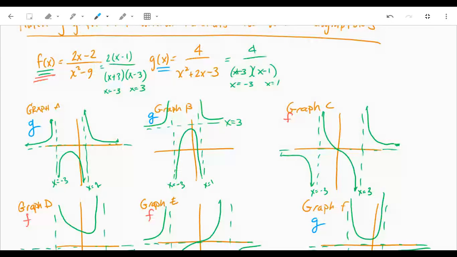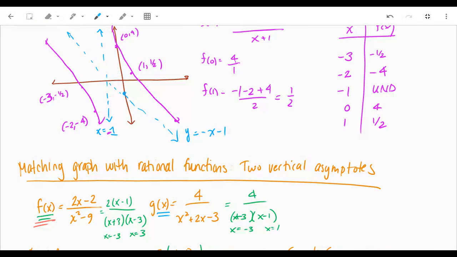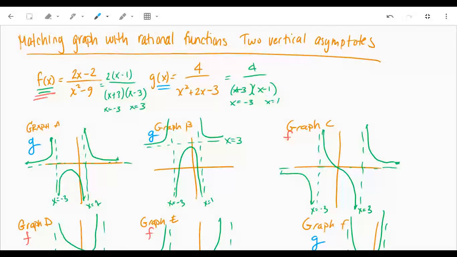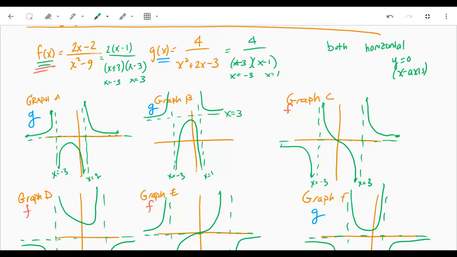Now, the next thing we do is we figure out your horizontal asymptotes or your slant asymptotes, your end behavior asymptotes. So since for both of these the degree of the numerator is less than the denominator, the horizontal asymptote is at y = 0, the x-axis. Again, remember, if the degree of the numerator is less than the denominator, the x-axis is your asymptote. Okay. So we can rule out graph B for anything then.